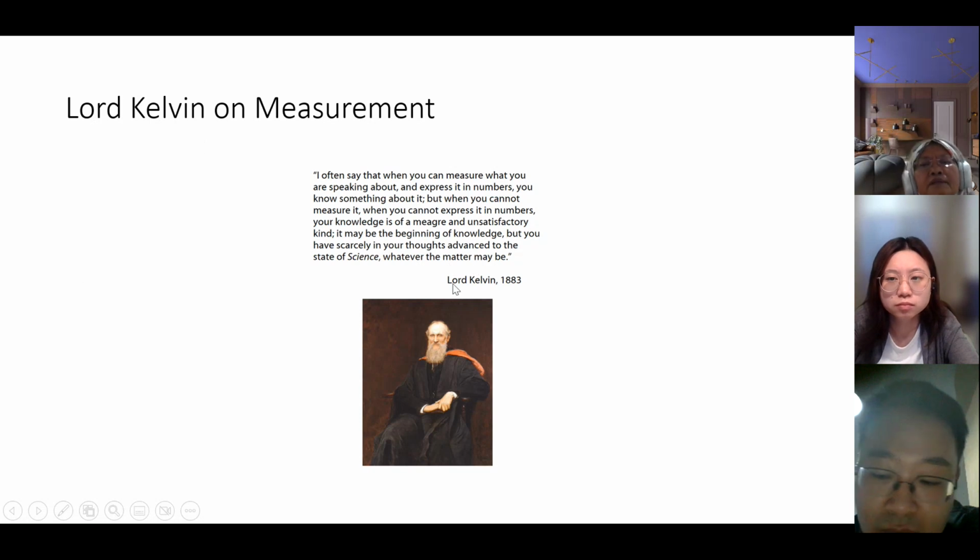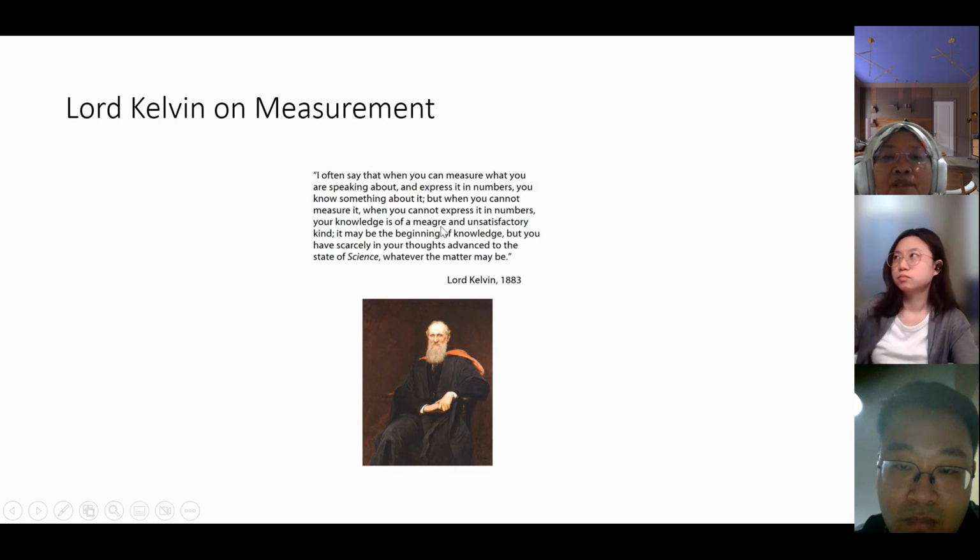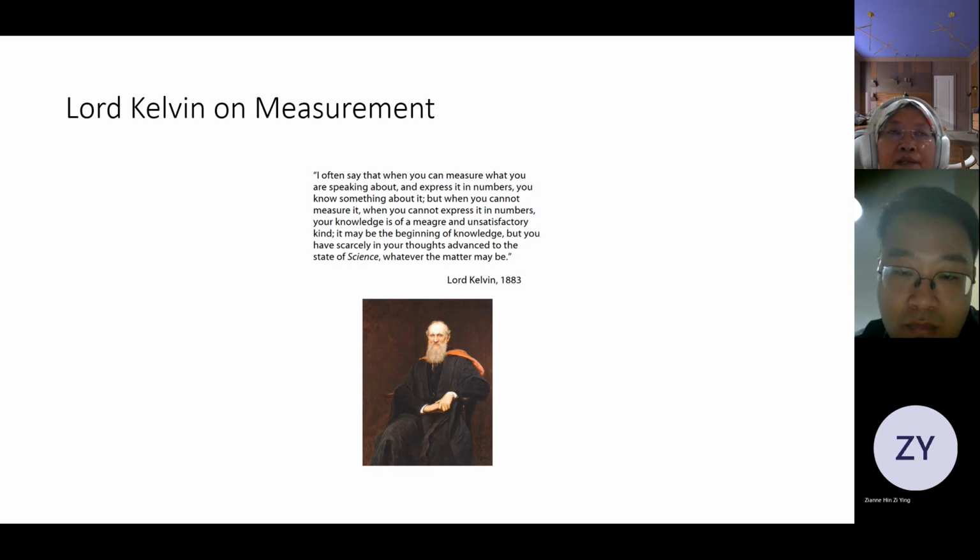So I think this is stressing, in 1883, the science of measuring something using a valid, reliable tool, for example. Because if you can express it in numbers, he says, you know something about it. But when you cannot express it in numbers because you don't know how to measure it, then your knowledge is quite limited. So that's how profound measuring is in science.